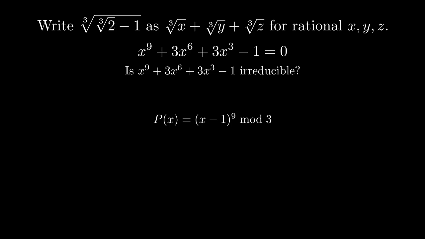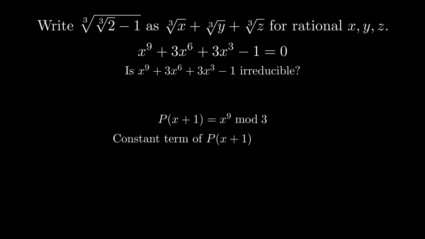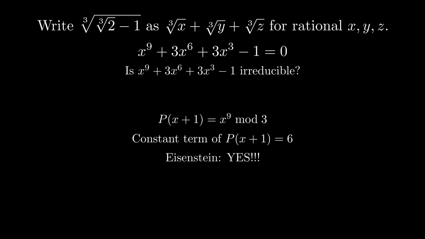And hence if we instead look at p of x plus 1 mod 3, the end result is x to the 9th. So all the coefficients below the leading term are divisible by 3. The other half of Eisenstein is to know that the constant term isn't divisible by 3 squared. And we know the constant term is when we plug in x equals 0. That's p of 1, which ends up just being 6. Obviously not divisible by 9. So Eisenstein says it certainly is irreducible.